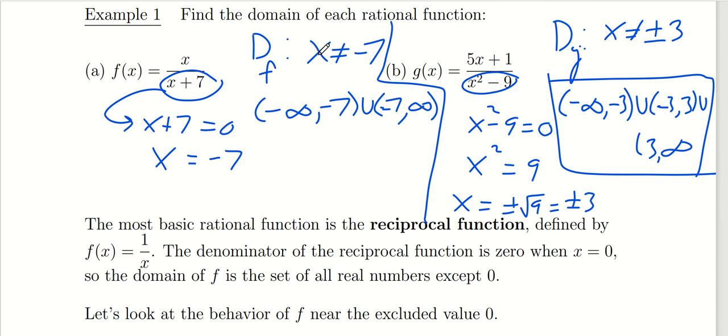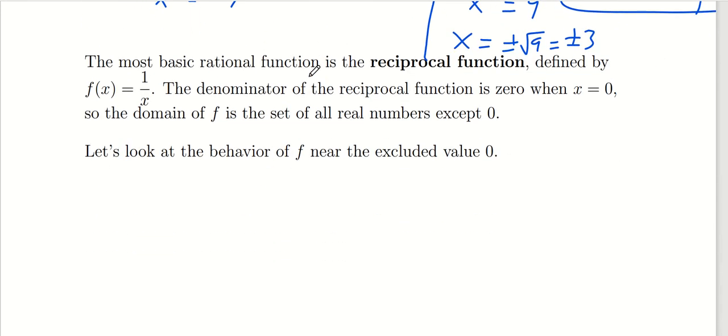In order to investigate some of the properties of rational functions, let's begin with perhaps the most basic rational function, which is the reciprocal function. The function f of x equals 1 over x simply takes whatever your input is and does 1 over it. We can very quickly see that the domain is all x's except 0. So we can't have a 0 on the bottom.